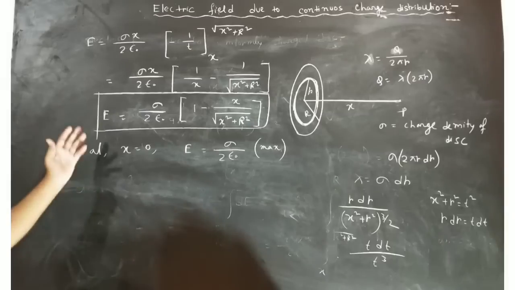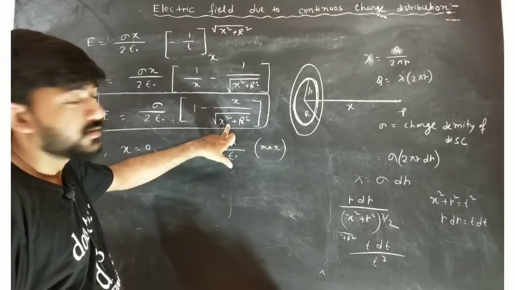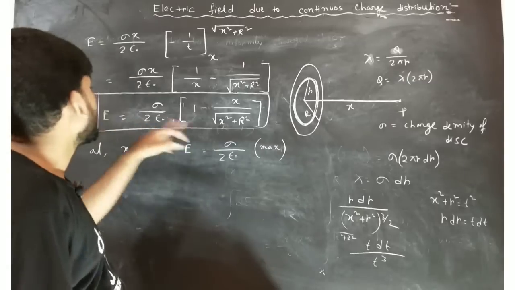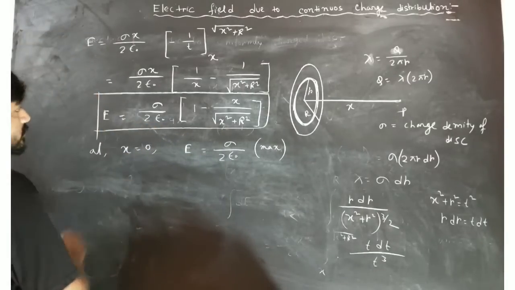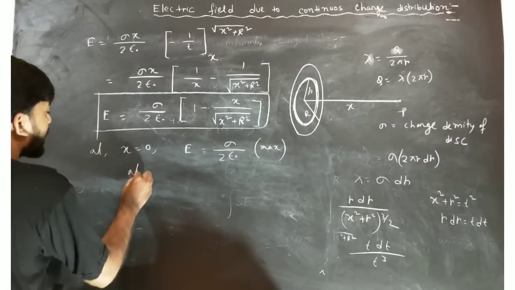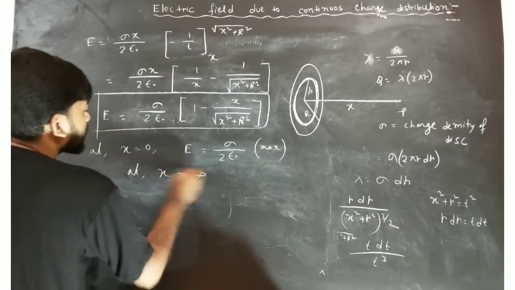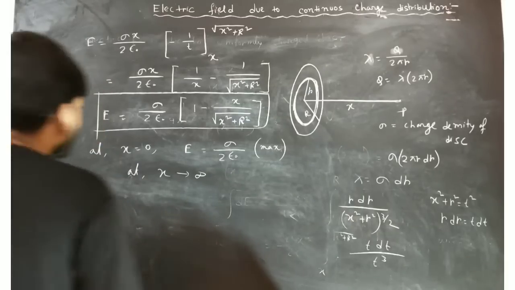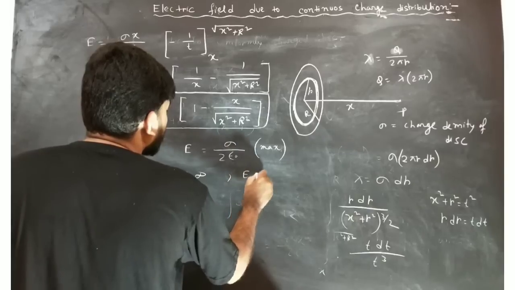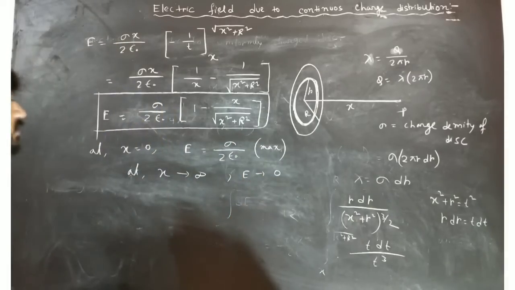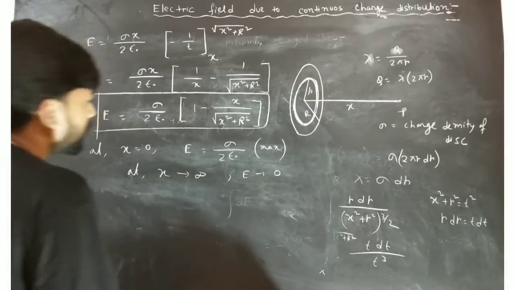And where will the field be minimum? When x tends to infinity. So when x tends to infinity, this field will be minimum. At x tends to infinity, your E tends to 0, so that will be minimum.